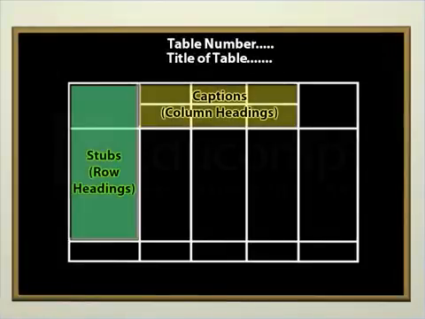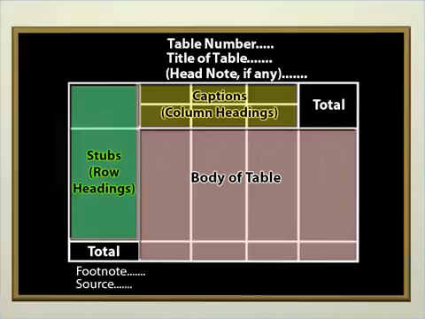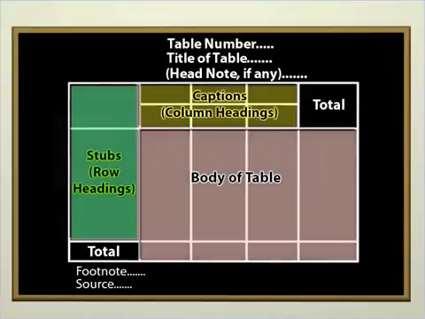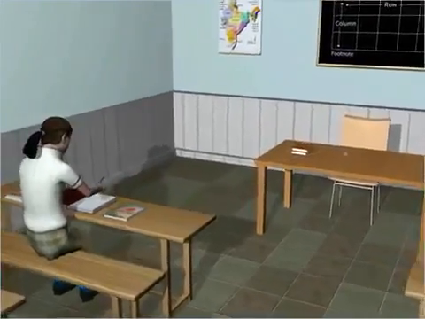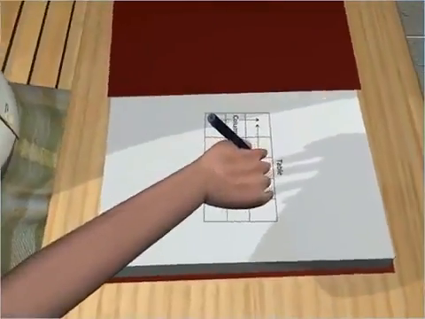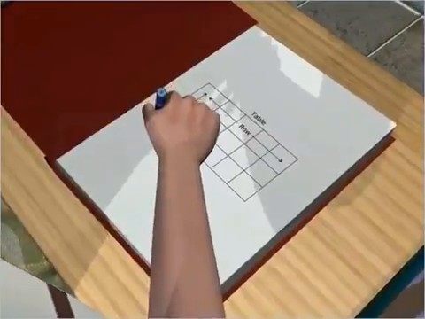The major parts of a statistical table are table number, title, captions and stubs, body of table, head note, footnote and source. When these parts are put together in a systematic manner, they form a table. It is very necessary to make a rough draft of the table before the figures are actually entered into it. This is done to minimize the chances of mistakes.